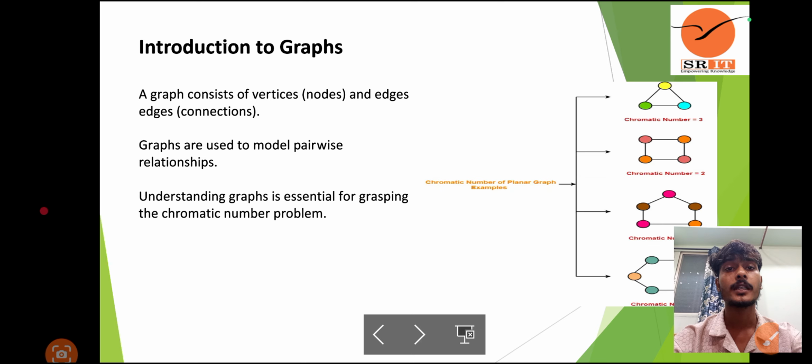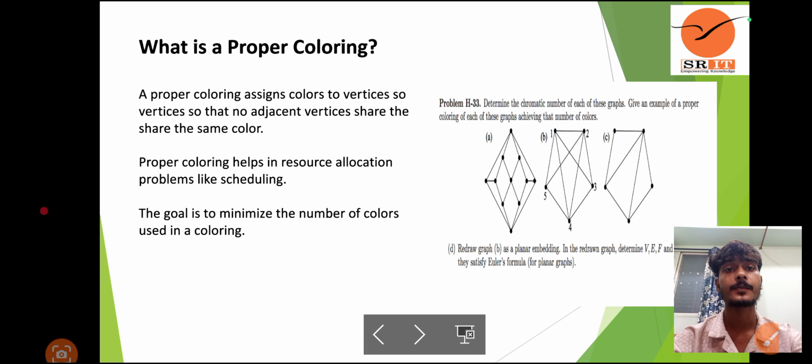Introduction to graphs. A graph consists of vertices, nodes, and edges, connections. Graphs are used to model pairwise relationships. Understanding graphs is essential for grasping the chromatic number problem.